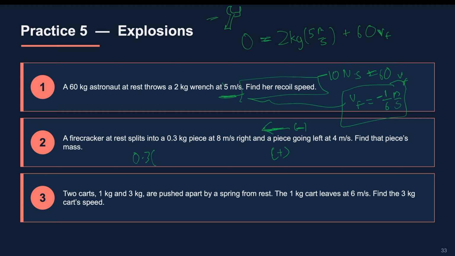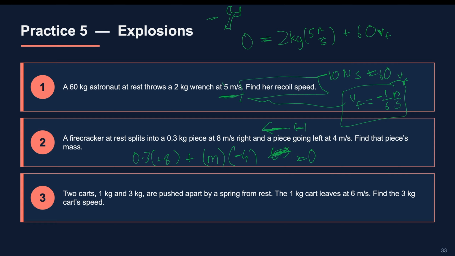0.3 times 8, which I'll give a positive 8 because it's going to the right, and then plus what? Well, we don't know the other piece's mass, right? We know one piece has a mass of 0.3, but the other one we don't know. So we'll just put an m there, times the other piece is going -4 to the left, right? And that has to be equal to 0 because before the firecracker splits, it was at rest, right? Which means the momentum was 0.